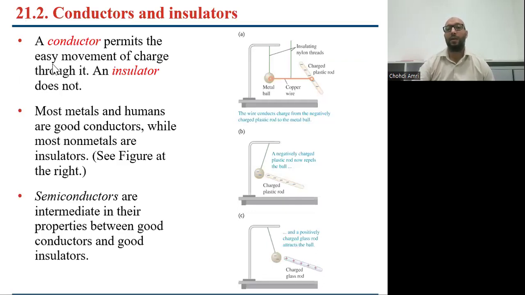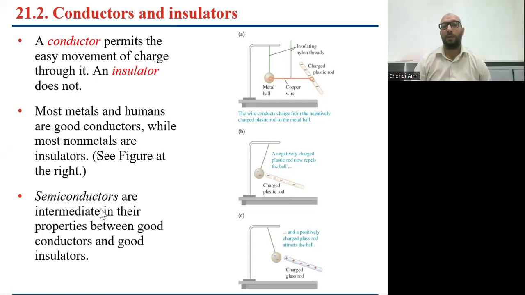Then, let's talk about conductors and insulators. These are the different types of material according to their conductivity. A conductor permits the easy movement of charge through it. An insulator does not. Examples of conductors: most of the metals, iron, copper, and humans are also good conductors, while most non-metals are insulators. An example of an insulator is wood.